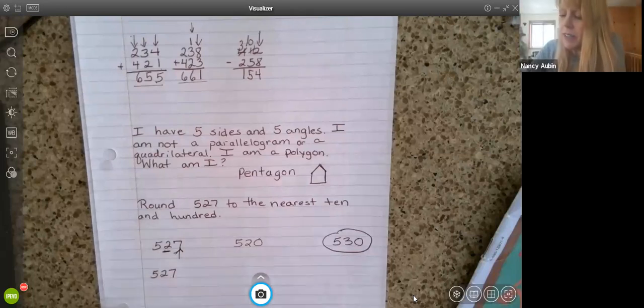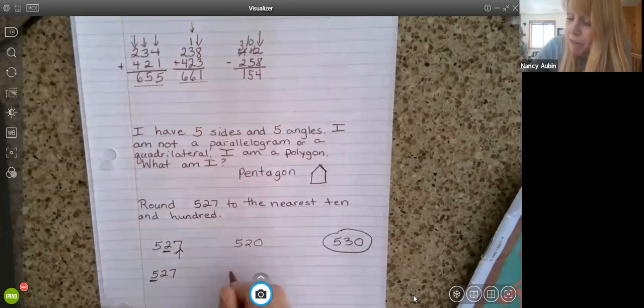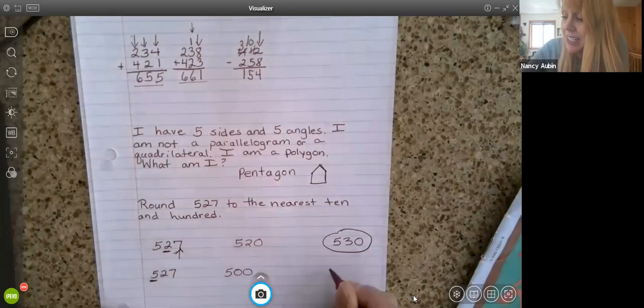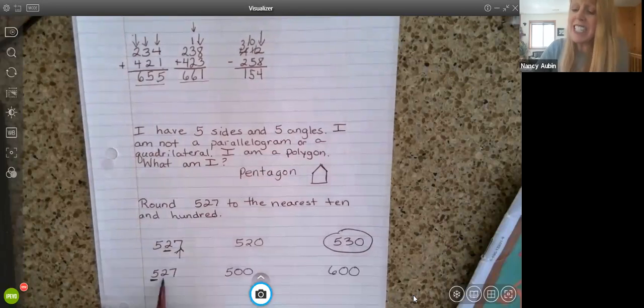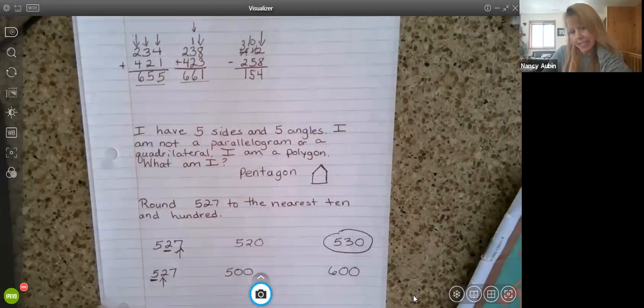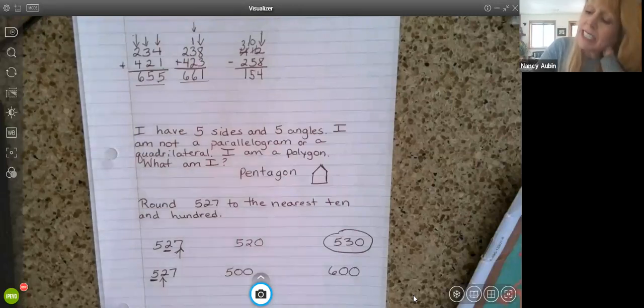All right, let's look at 527 rounding to the nearest 100 this time. So if we're going to round to the nearest 100, 5 is the digit in the hundreds place. That means we're going to go between 500 and 600 would be the higher. We have to look at the digit in the tens place to see whether to round up or down. Haley Calendar, is 527 going to round to 500 or 600? What do you think?